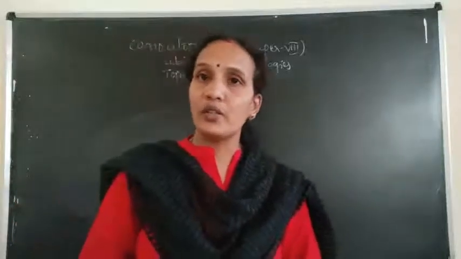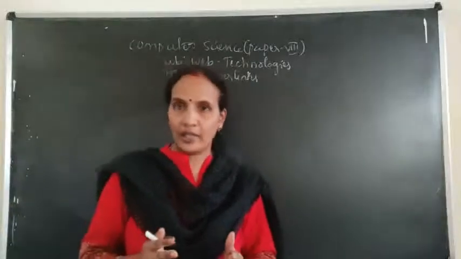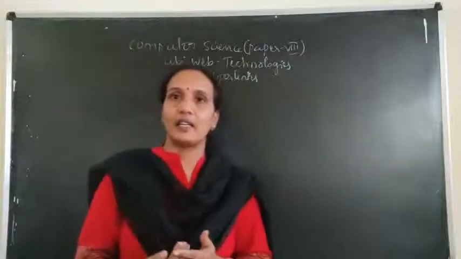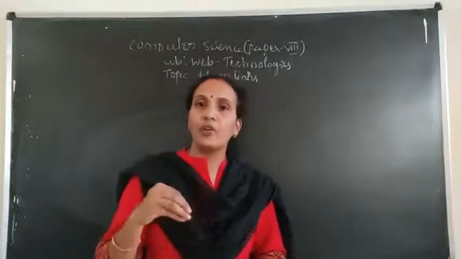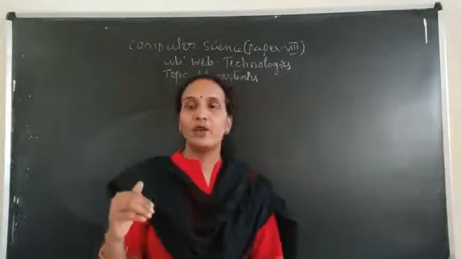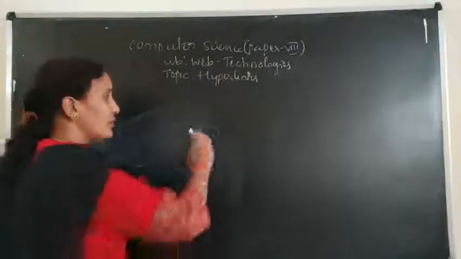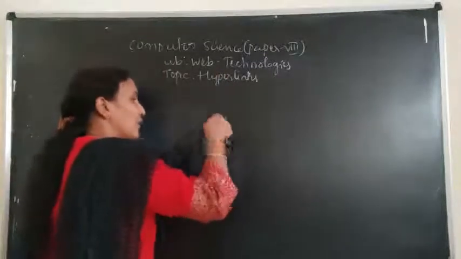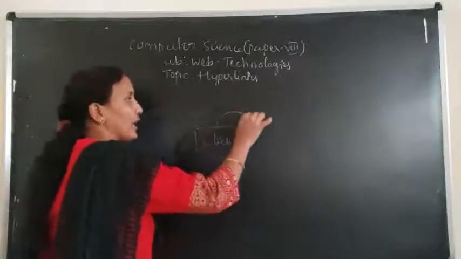So what is the use of the hyperlink actually? A hyperlink is a text only. It is a hypertext actually. Hypertext internally contains a hyperlink. So when you click on that hyperlink, you will move from the current document to another document. See the example, this is a click. When you click on this, you will move from the current document to another document.